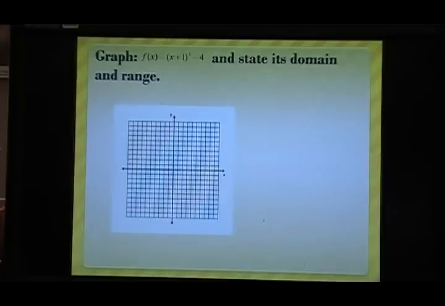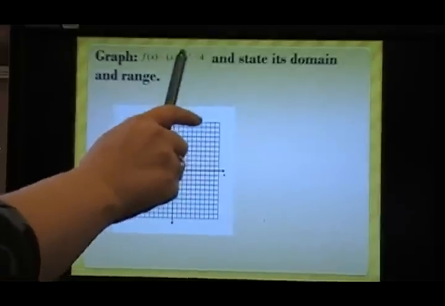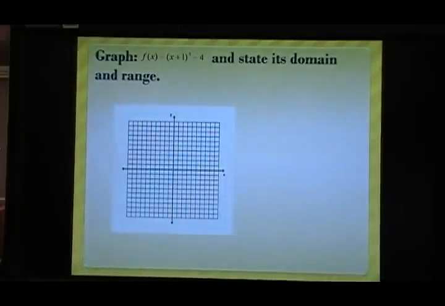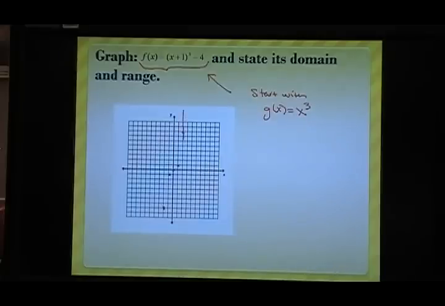Okay, so here I'm graphing a cubic. So to graph this cubic, I'm going to start with the basic cubic function, g of x equals x to the third. So that has points at 0, 0, 1, 1, 2, 8, -1, -1, -2, -8. Right, that's what my g looks like.